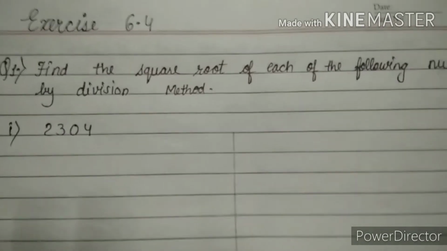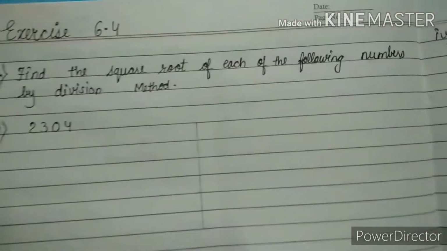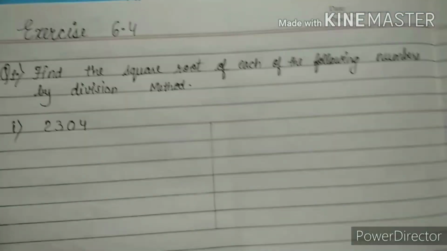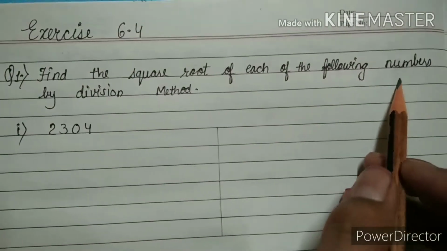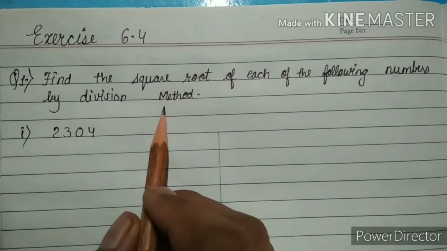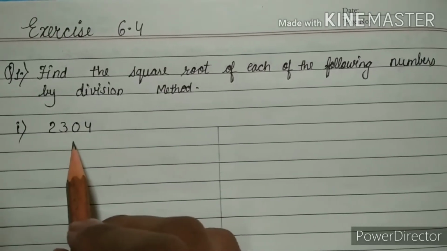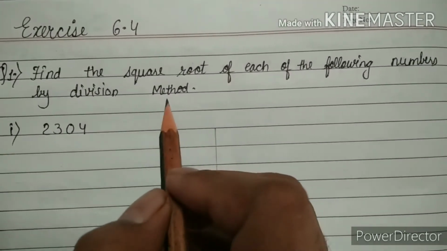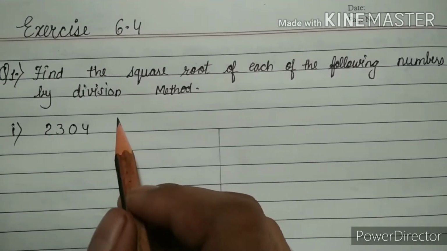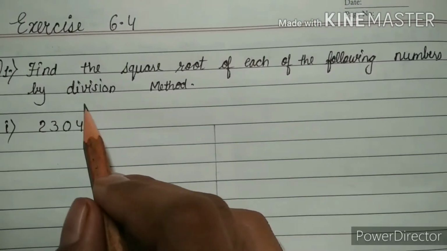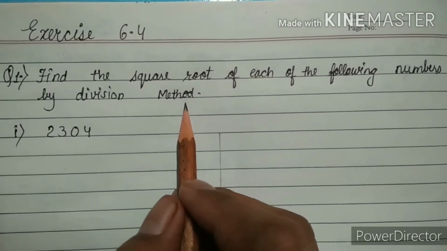In this video we will do question number 1 of exercise 6.4 of class 8th. Question number 1 is: find the square root of each of the following numbers by division method. It means we have to find the square root of the given number but by the division method. So here we are not applying the prime factorization method. We have to apply the division method, that is also called the long division method.